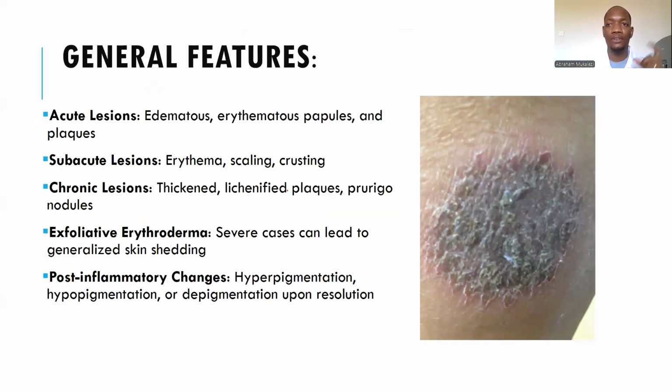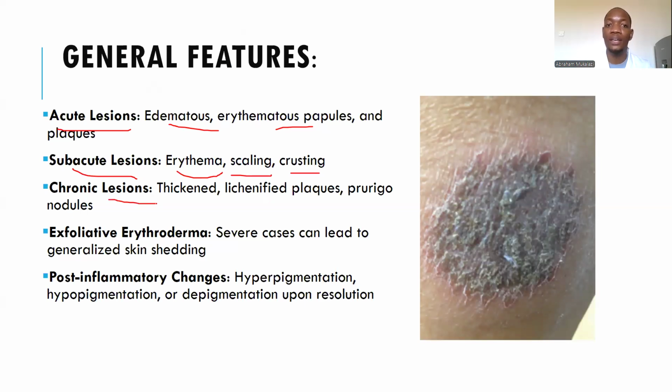So when you look at the general features, if you're to categorize atopic dermatitis and how the lesions will look like. If it is an acute lesion, it will be edematous, meaning that swollen with water. Edematous will look red and there will be plaques. Then that will be now the acute lesions. Then we have what we call the subacute lesions. In this case, the edema will go down, but there will be eczema, scaling, and then crusting. So that's the subacute lesions.